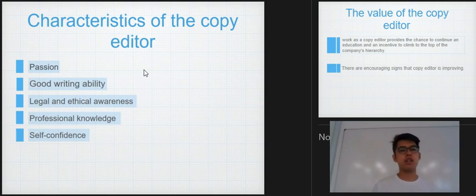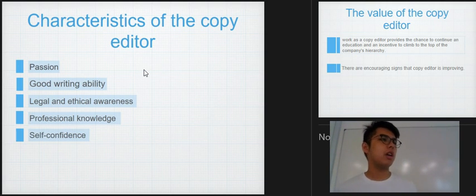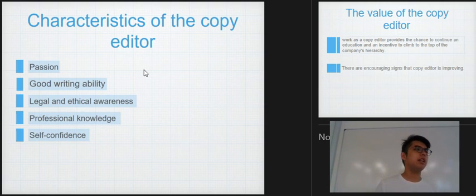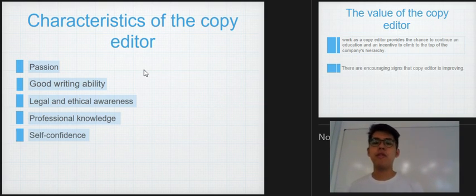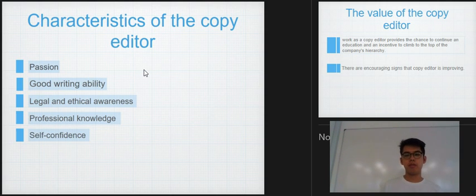In that case, it will be very convenient for both the authors and the editors. And the professional knowledge, I don't think I need to emphasize too much, because copy editing is totally a professional job for a professional person to do. The last thing I want to emphasize is self-confidence, because copy editors need to have faith in themselves, and they cannot easily be swayed by others or switch their opinions. They need to be very self-determined.